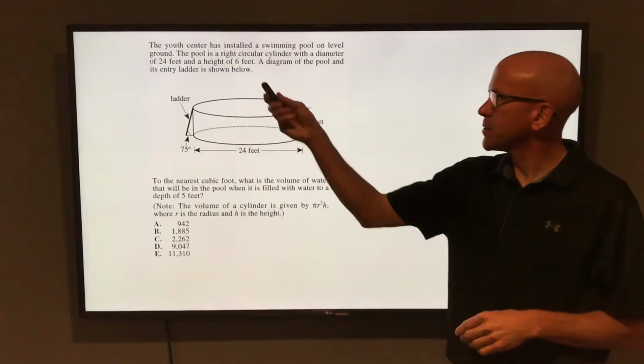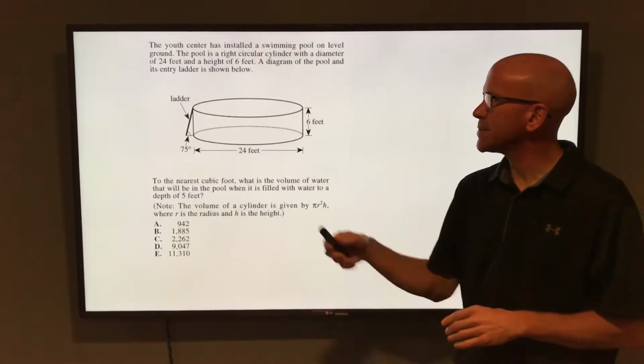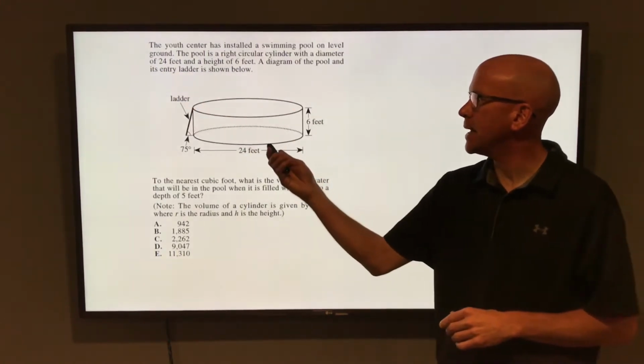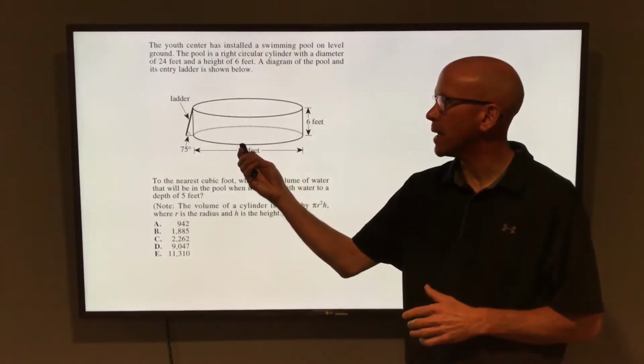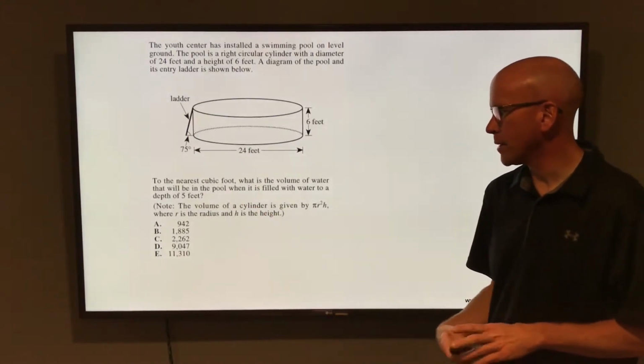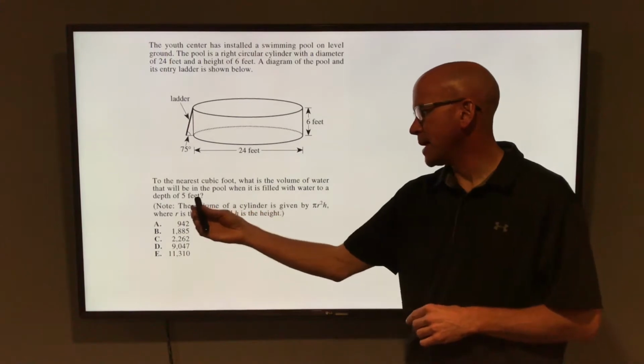The youth center has installed a swimming pool on level ground. The pool is a right circular cylinder with a diameter of 24 feet and a height of 6 feet. A diagram of the pool and its entry ladder is shown below. To the nearest cubic foot, what is the volume of water that will be in the pool when it is filled with water to a depth of 5 feet?